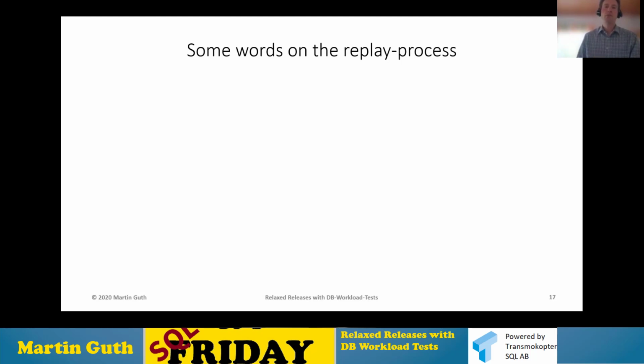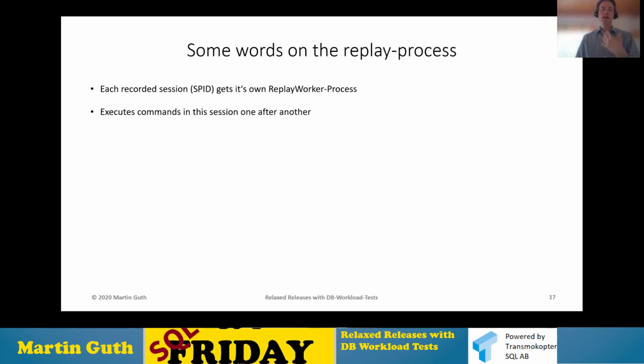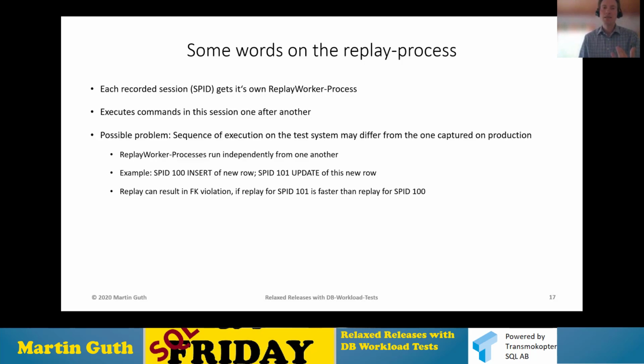So how does the replay process work? Each recorded session, which means each SPID, gets its own replay worker process. And this replay worker process executes the commands in this session one after another, which means we could have a possible problem that the sequence of execution on the test system may differ from that captured on production, because they run independently from one another. I could have, for example, an insert in SPID 100 and an update of this just inserted row in SPID 101, and the replay can result in a foreign key violation.